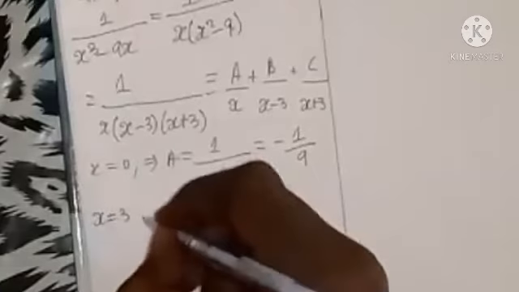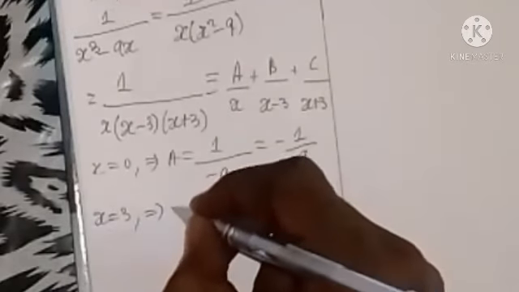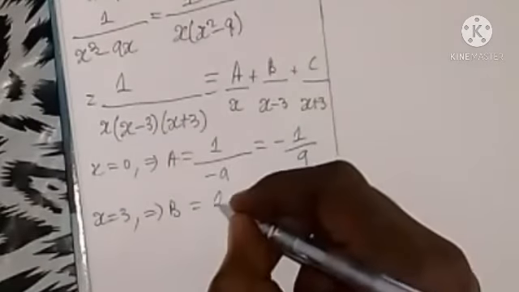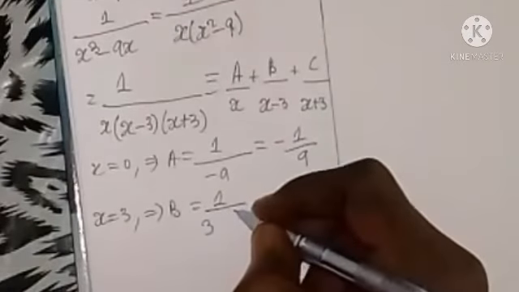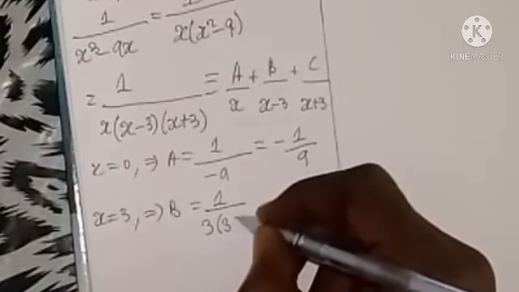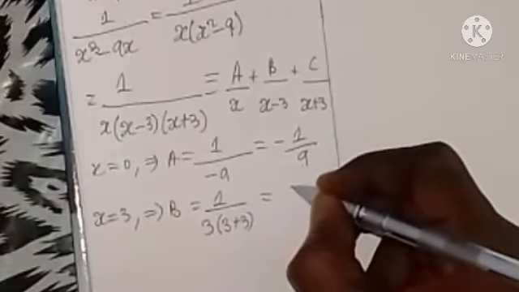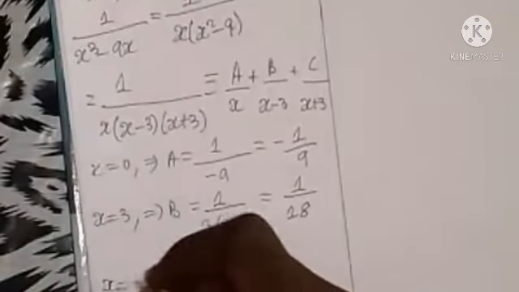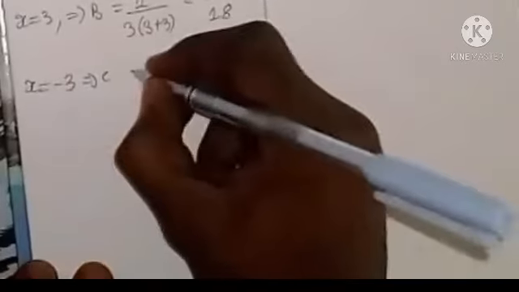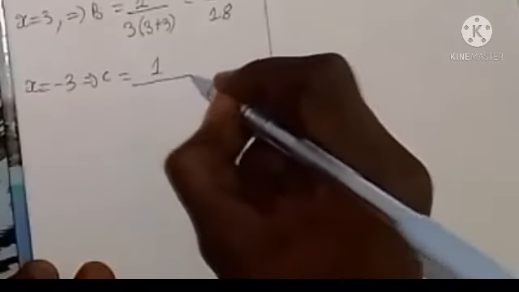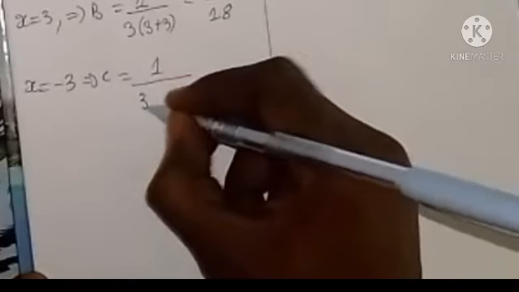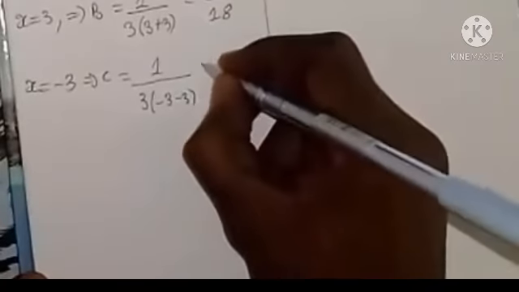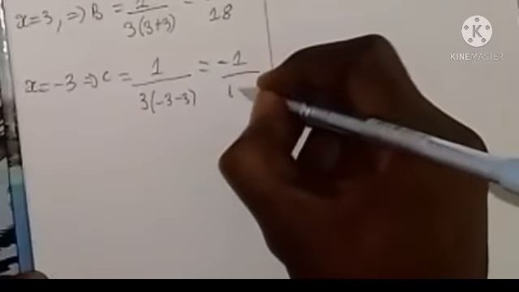When x is equal to 3, this implies that b, in this one I'm going to eliminate this guy here, I want to work with him. b is equal to 1 divided by 3 into 3 plus 3, which is equal to 1 divided by 18. And when x is equal to minus 3, this implies that c is equal to 1 divided by 3 into minus 3, which equals minus 1 on 18.